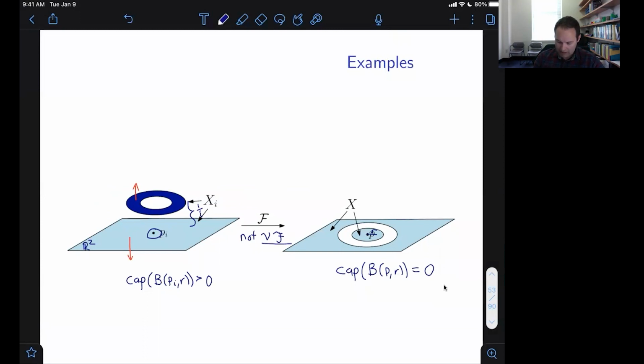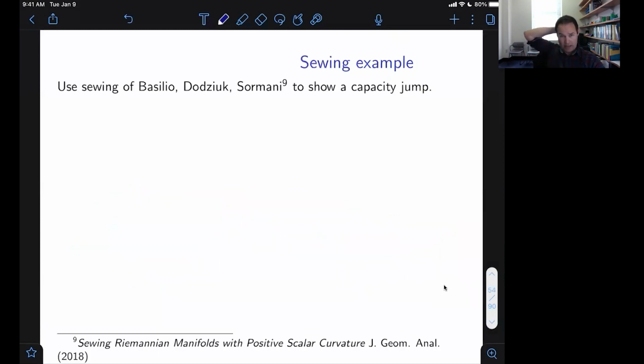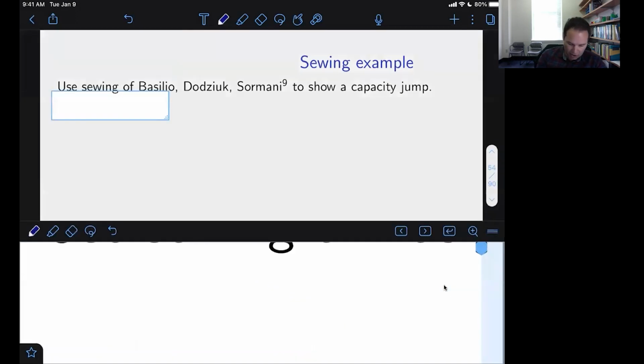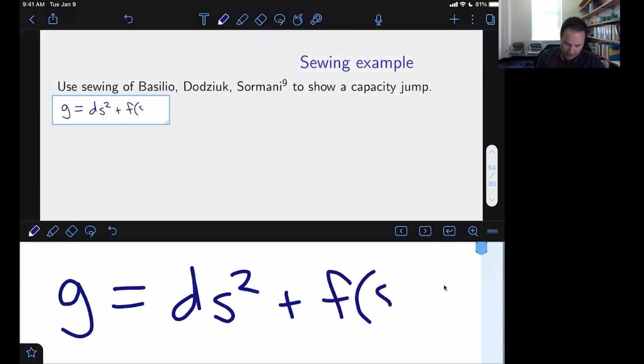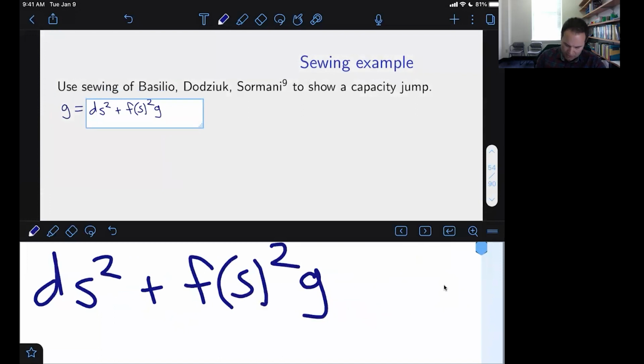Okay, the next example I think is a bit more interesting. This did not appear in the posted version of our paper, but let me go through and give an idea of what's going on here. So this is more interesting. It uses the sewing developed by Basilio, Jauregui, and Sormani. So to construct this example, it'll start by looking at a rotationally symmetric metric. Let's do it in 3 dimensions.